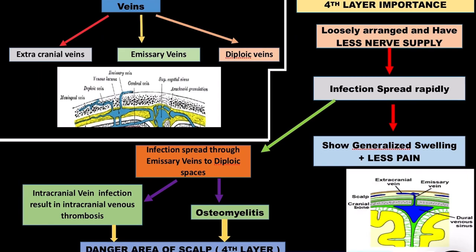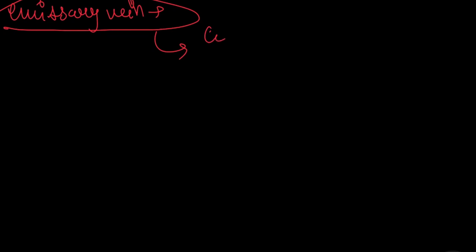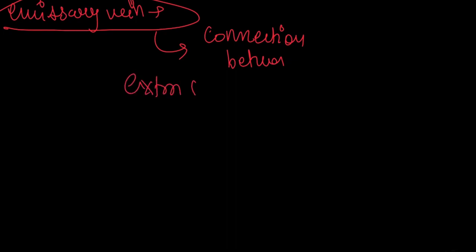Moving forward, as I said, the fourth layer is very important. Now we see how this fourth layer is important to us. Before starting with this, we see what the emissary veins are. When you read your textbook, you come across this vein. So this vein forms a connection between the extracranial venous sinus and intracranial venous sinus.